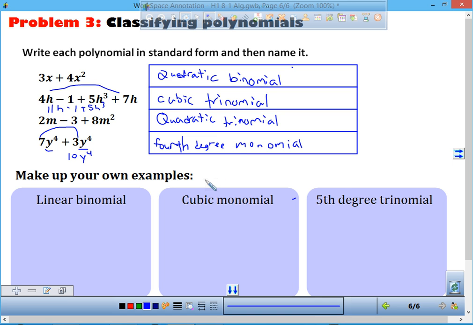Okay, and then what I'd like you to do, see if you can come up with your own linear binomial, your own cubic monomial, your own 5th degree binomial. Okay. So finish those 3, and then I'll check your notes tomorrow, and we'll go from there.